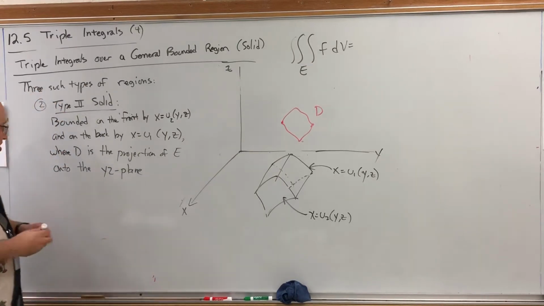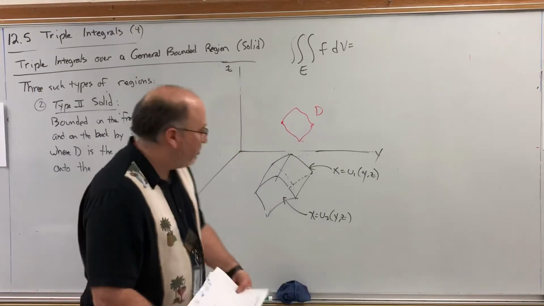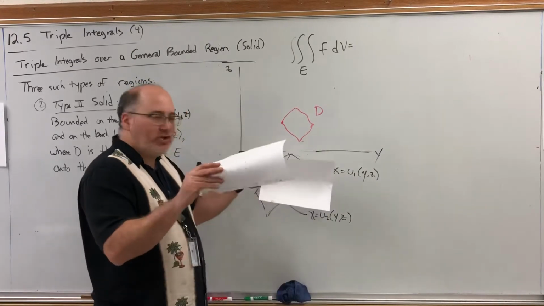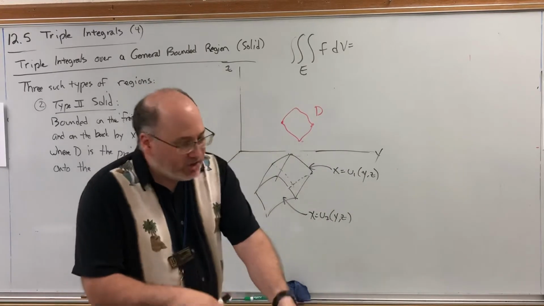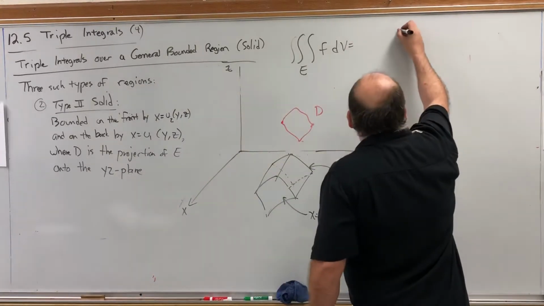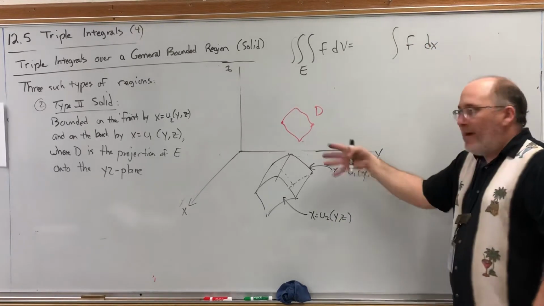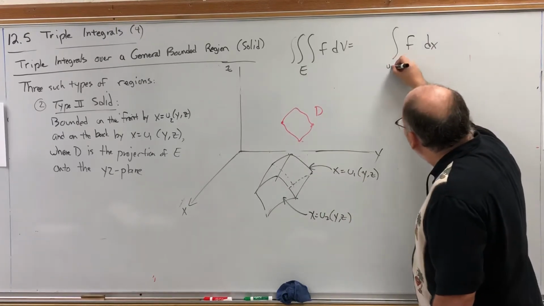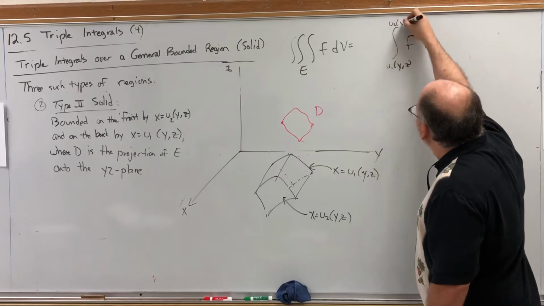So how do you set up a triple integral for a type 2 solid? Well, you always integrate with respect to the variable that is a function of the other two first. In this case, we have u1, the back, and u2, the front, as functions of y and z. So we would evaluate the integral dx first, and we would integrate that from the back to the front, from the lesser to the greater, so u1 of yz to u2 of yz.